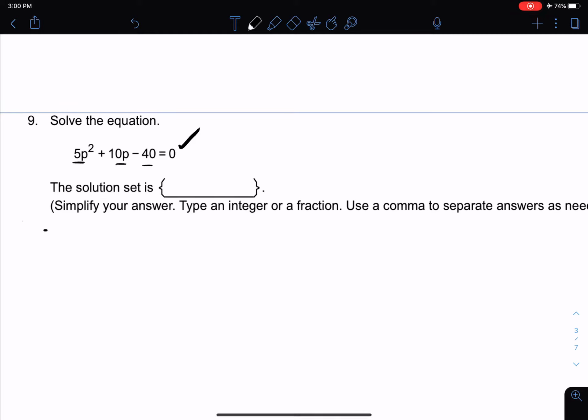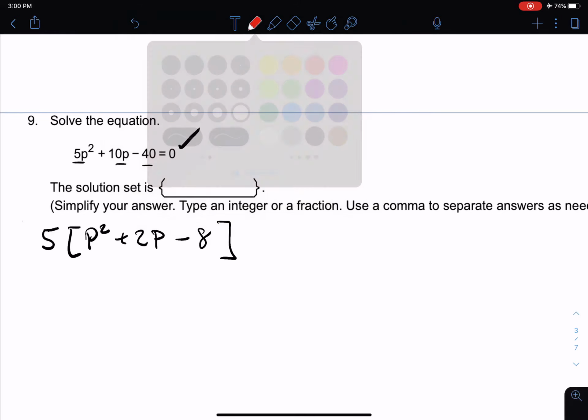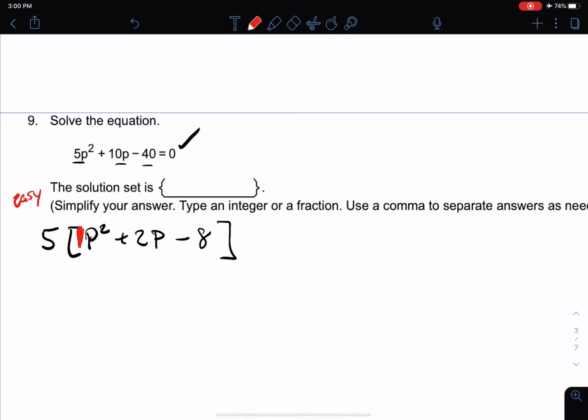What is common? 5 is common. So you factor out a 5, and you get p squared plus 2p minus 8. I don't know about you, but I'd rather factor with a 1 here, with a 1 there, which means now it's easy, and a 2 there instead of a 10, and a negative 8 instead of negative 40.